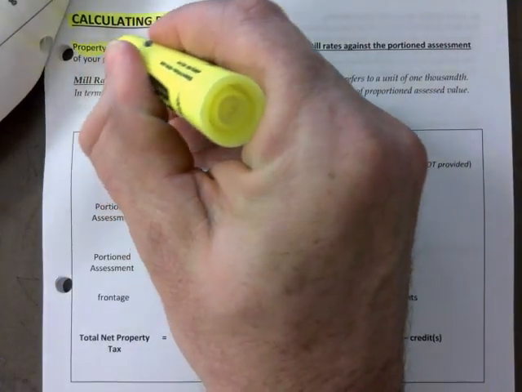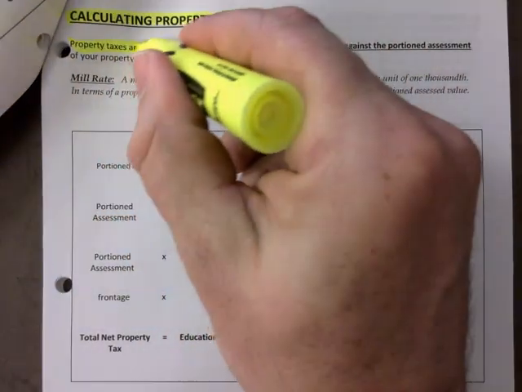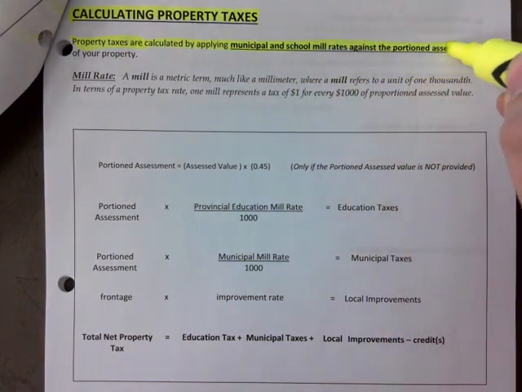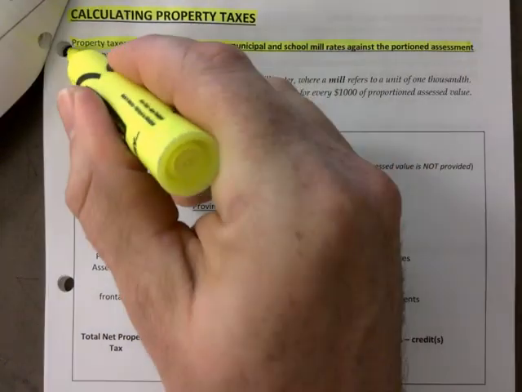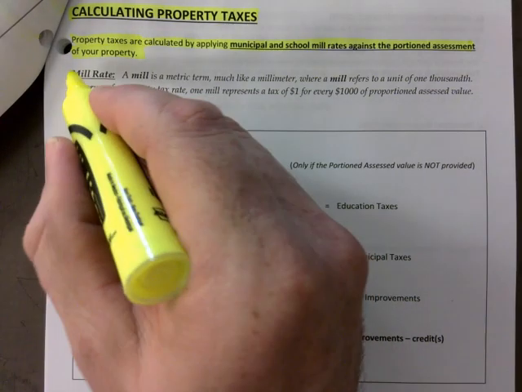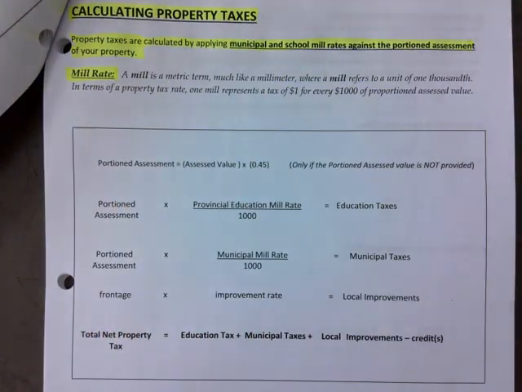Highlight this part. Property taxes are calculated by applying the mill rates to the portioned assessment. What in the world is a mill rate? I'm quite certain you're going to hear that after today. You're going to actually pick up on it when you hear it.